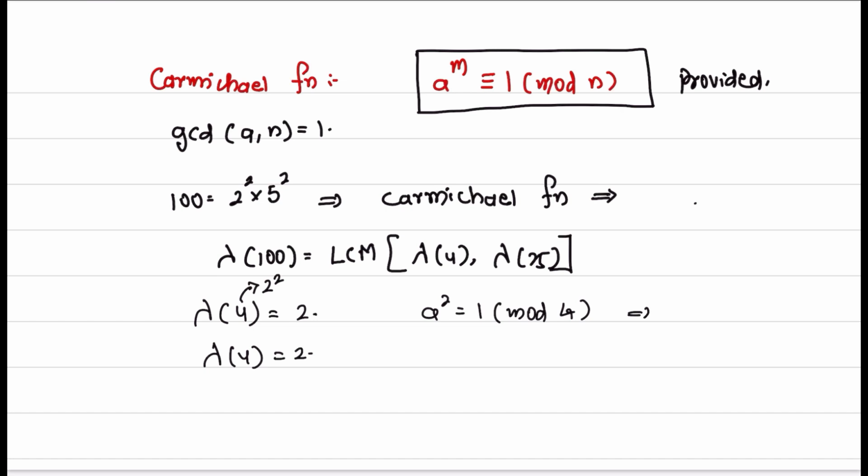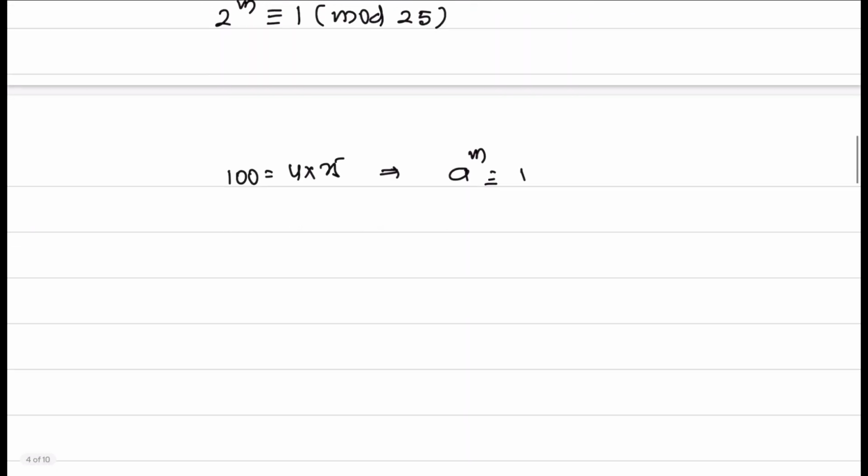what is the value of m such that 2 to the power of m is equivalent to 1 modulo 25, because here it is 25, here it is 4. 100 is equal to 4 into 25, whereas Carmichael function says a to the power of m is equal to 1 modulo n.